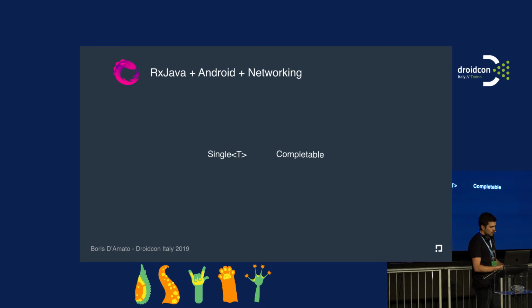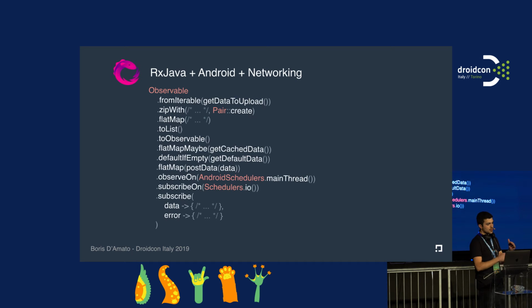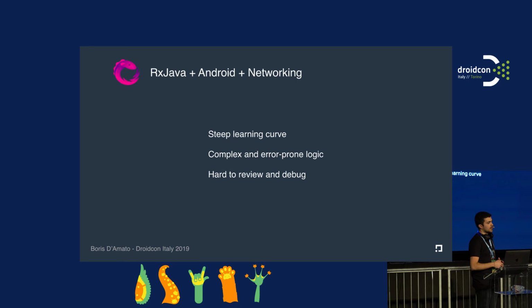And when you have to deal with all these primitives, you usually end up with something like this. You're doing some transformation, you're zipping, you're mixing multiple flows, and at the end you have to switch thread. You decide where to handle the result, where to handle the error. And of course, this can be really hard because there is a really steep learning curve. If you are hiring a new Android developer to your team and they don't have any previous experience with RxJava, most likely they will have a really hard time if you have really complex flows.